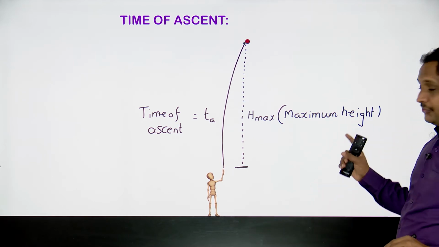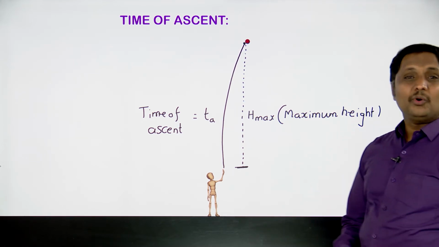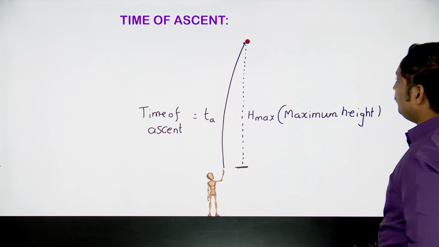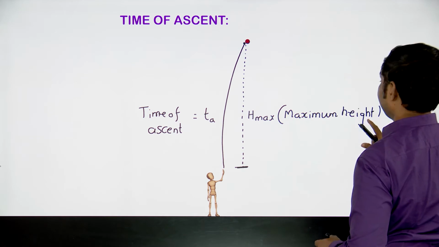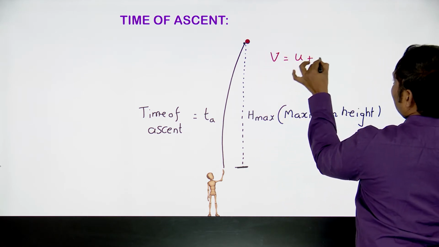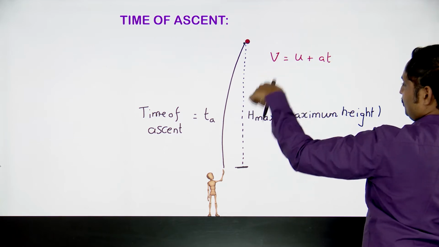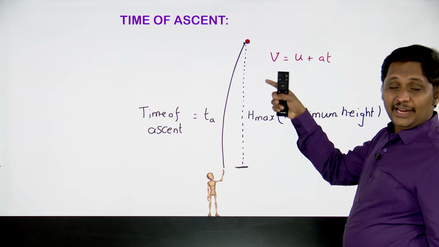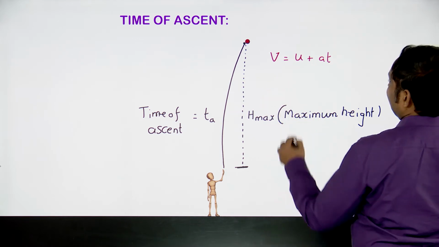Yes, we have to see this one. The time taken by the body to reach the maximum height, it is very clear. We would like to get this expression also. Very easily we will get that. We know the equation of motion, V is equal to U plus AT. It is very clear in upward motion. Let us assume the body is in upward motion. We would like to apply that equation of motion, right?